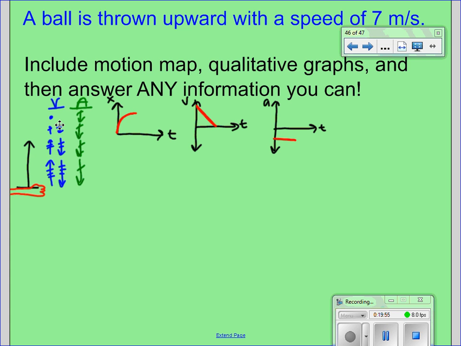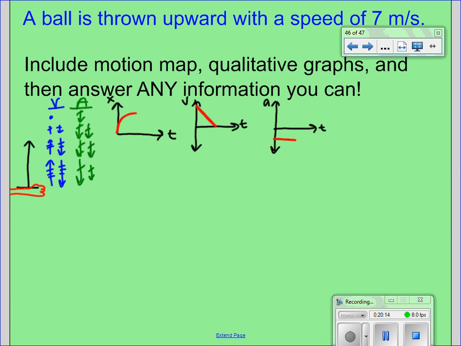Now, you may be asking, what are the acceleration vectors? The acceleration vectors are still going to point down. After all, gravity doesn't reverse its direction and all of a sudden point up. Gravity is always pointing down towards the Earth. So the acceleration vectors would still be pointing down even on the trip back.